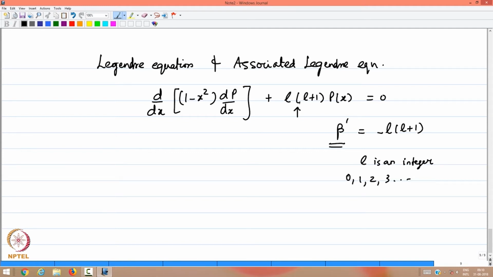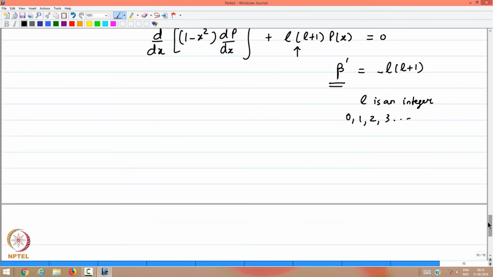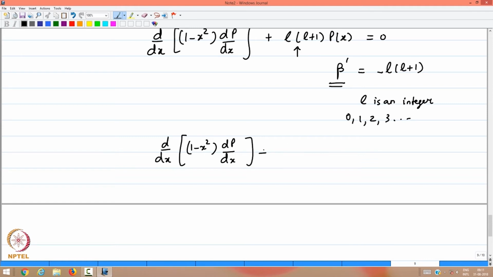And the corresponding solutions for different values of L are known as the Legendre polynomials, and the associated Legendre equation is the one in which the m square is also included, namely d by dx into 1 minus x square dp by dx, minus or plus L into L plus 1 minus m square by 1 minus x square, p of x is equal to 0.